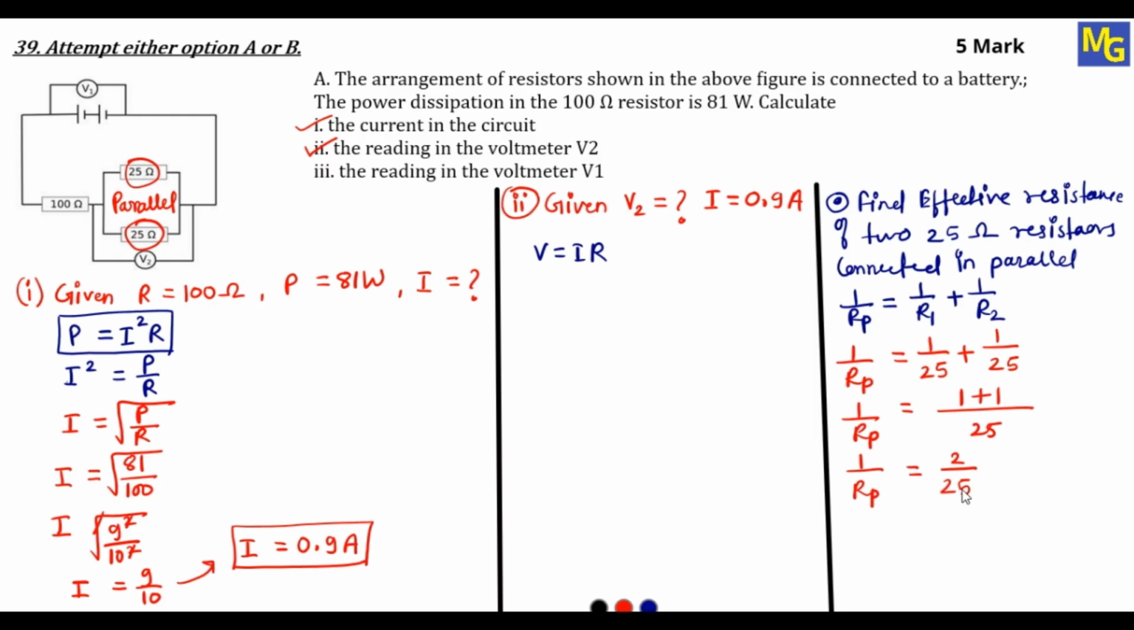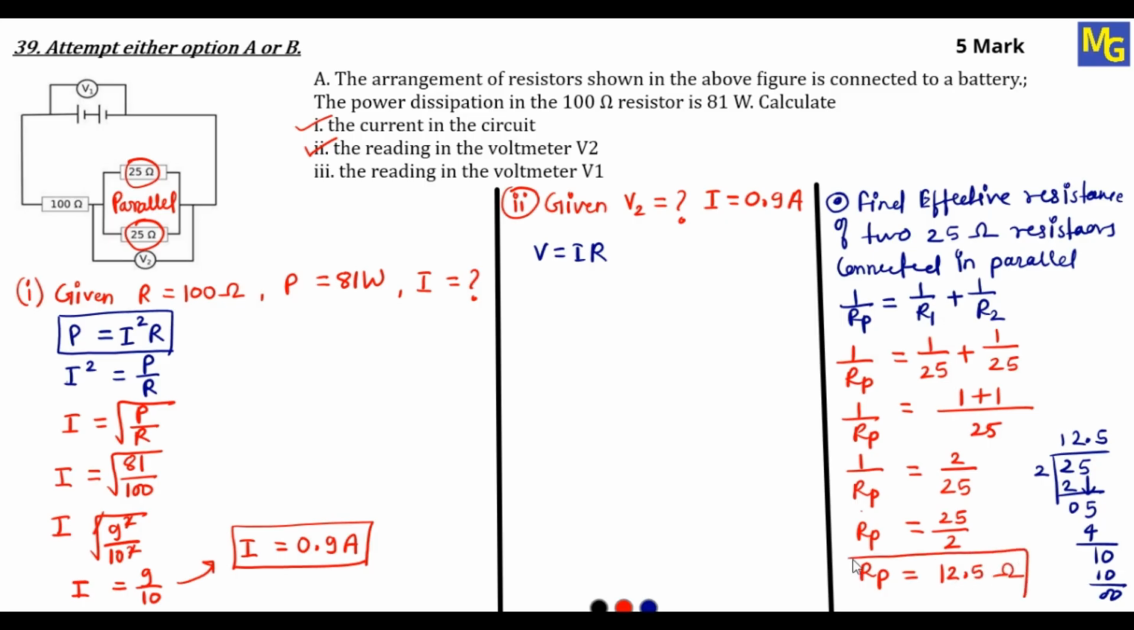Now take the reciprocal, because we want only Rp. So Rp is equal to 25 divided by 2. Now divide this, and we will get the answer. So let me divide it here, 25 divided by 2. 2 ones are 2, 0, take 5, 2 twos are 4, 1, take 0, decimal, 2 5s are 10. So the answer is Rp is equal to 12.5 ohm. So we got the equivalent resistance of these both.